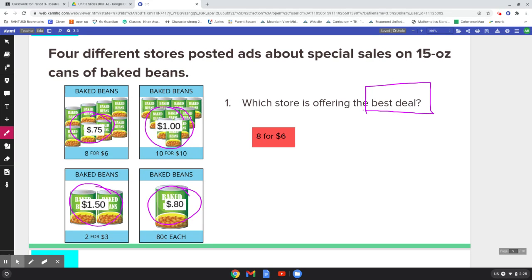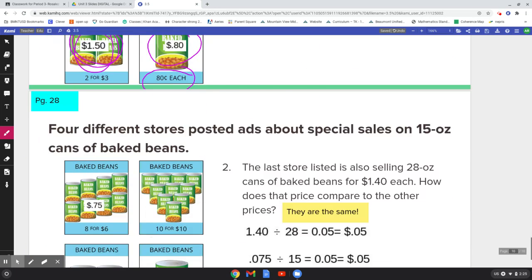And the answer is this right here. I'm only paying 75 cents a can. If I buy it by itself, I'm paying 80 cents. If I buy 2 of them, I'm paying $1.50 per can. If I'm buying 10 of them, I'm actually paying $1. So the 8 for $6 is going to be your best deal. That's what you'll write there.